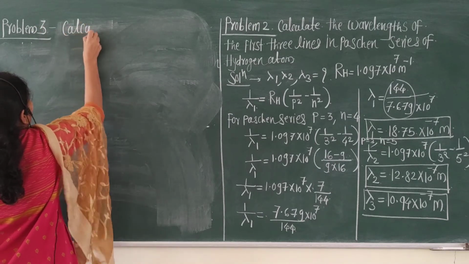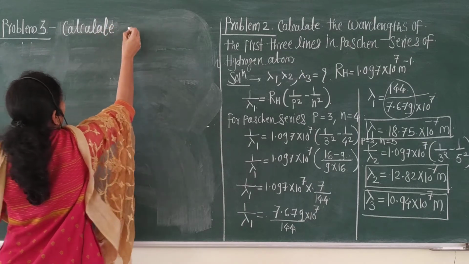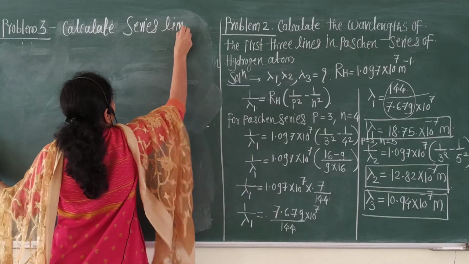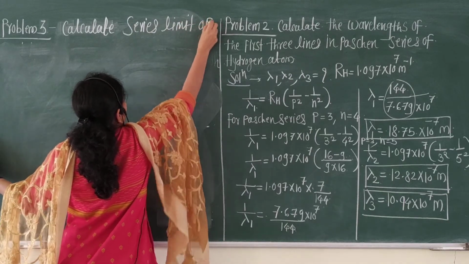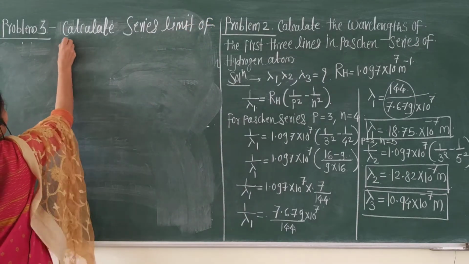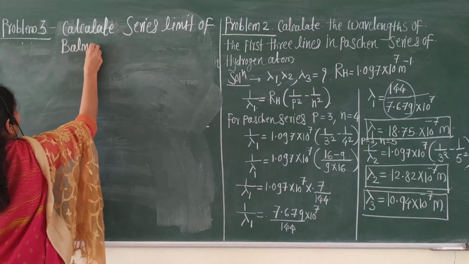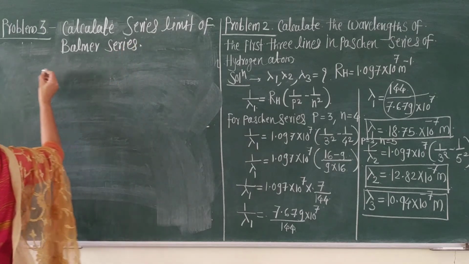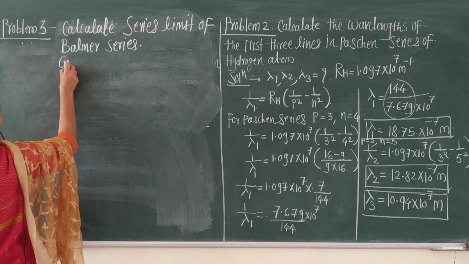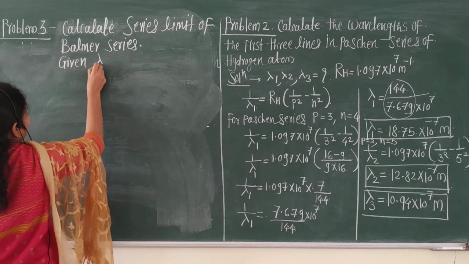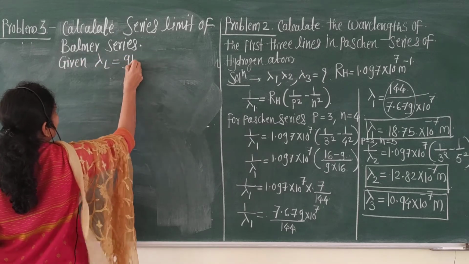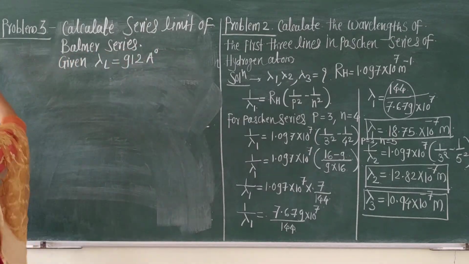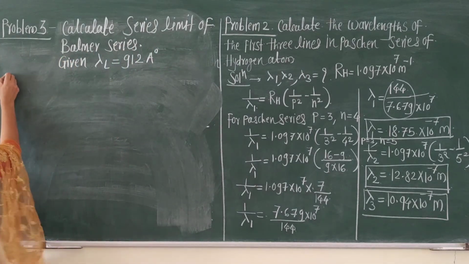Calculate series limit of Balmer series. Okay, then given lambda L is equal to 912 Angstrom. Okay, now solution.